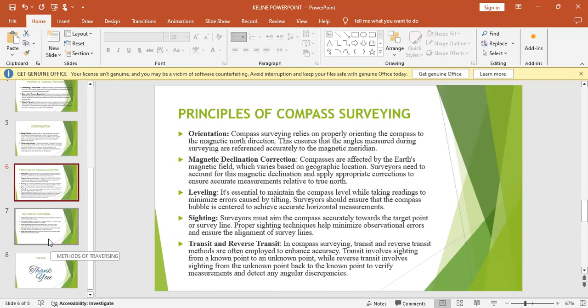Then the fifth point is transit and reverse transit. In compass surveying, transit and reverse transit methods are often employed to enhance accuracy. Transit involves sighting from a known point to an unknown point. In this topic, it's mostly about direction taking and leveling of the grounds.